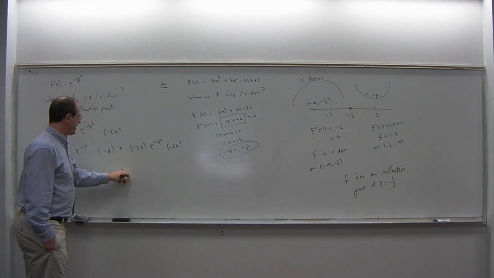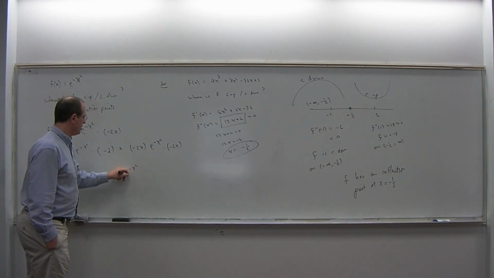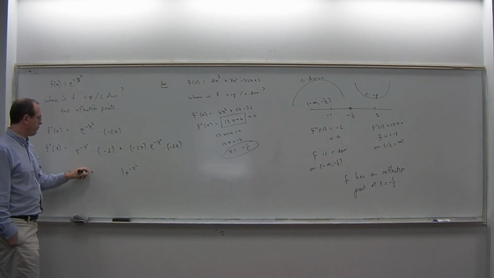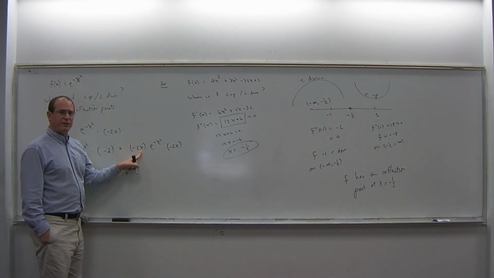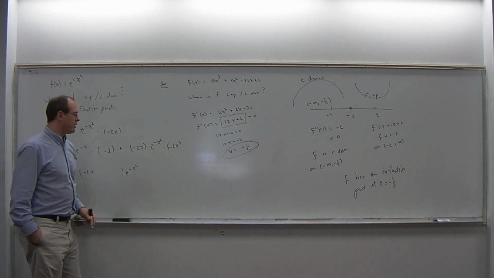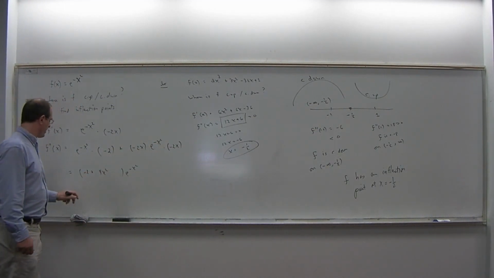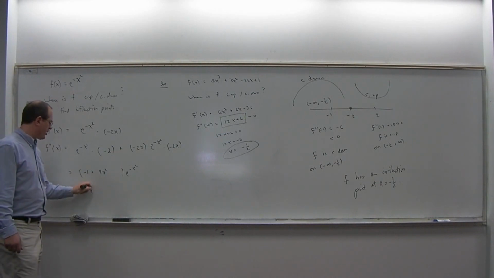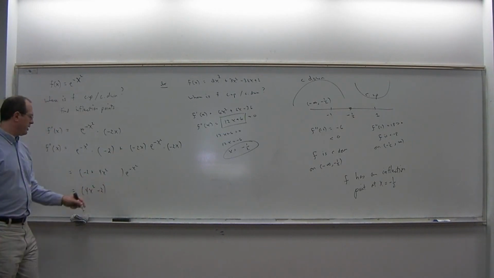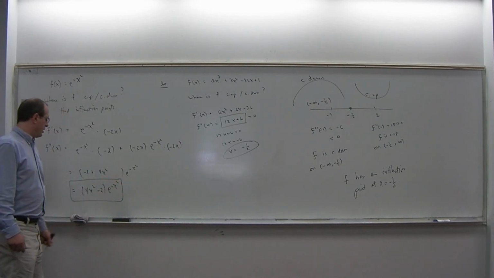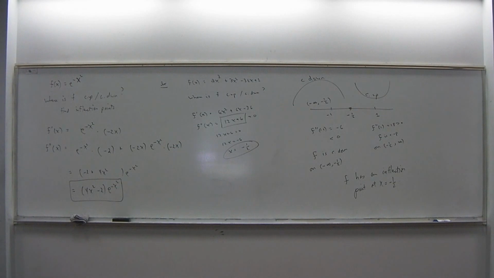Now if we factor out the exponential e to the negative x squared, we're left with negative 2 plus negative 2x times negative 2x, which is positive 4x squared. And I think I'd prefer to write this as 4x squared minus 2 times e to the negative x squared. So there is our second derivative, 4x squared minus 2 times e to the negative x squared. That's f double prime.